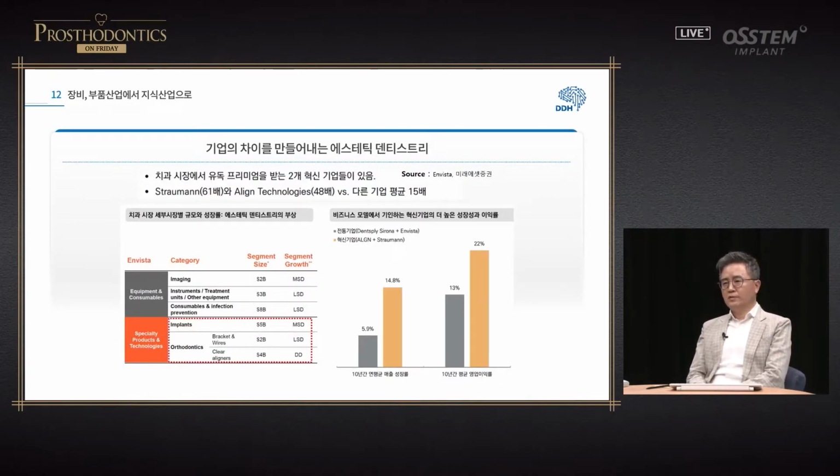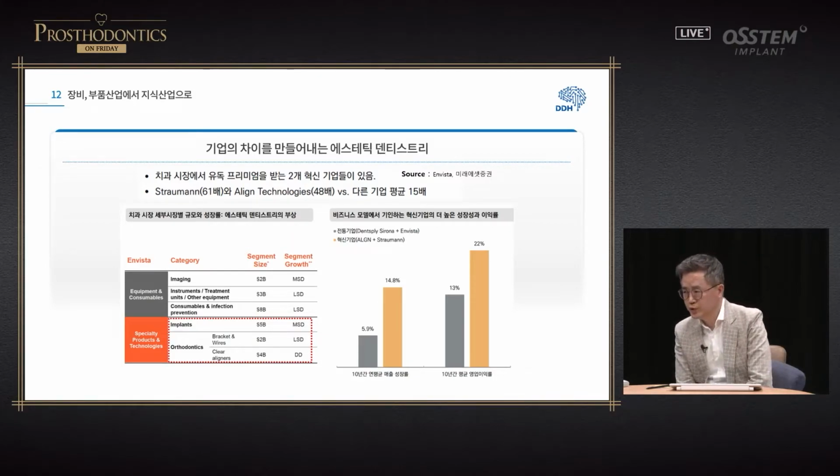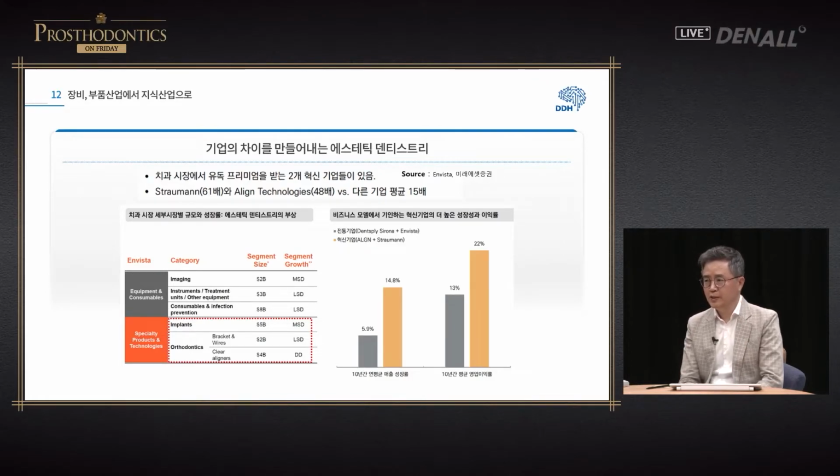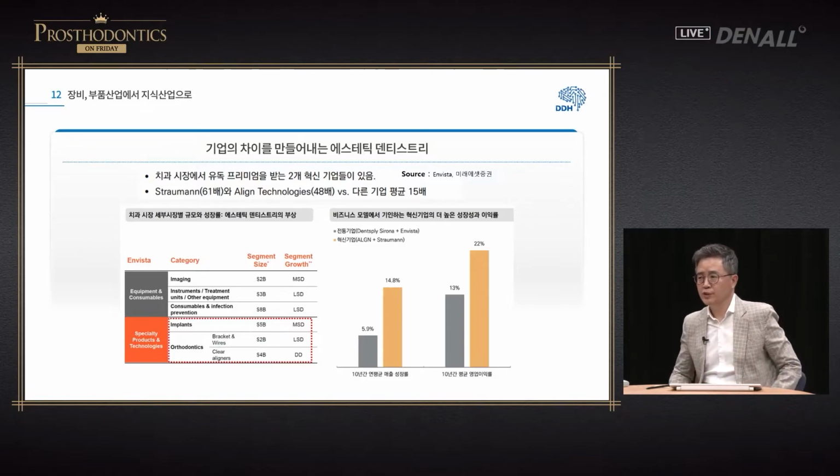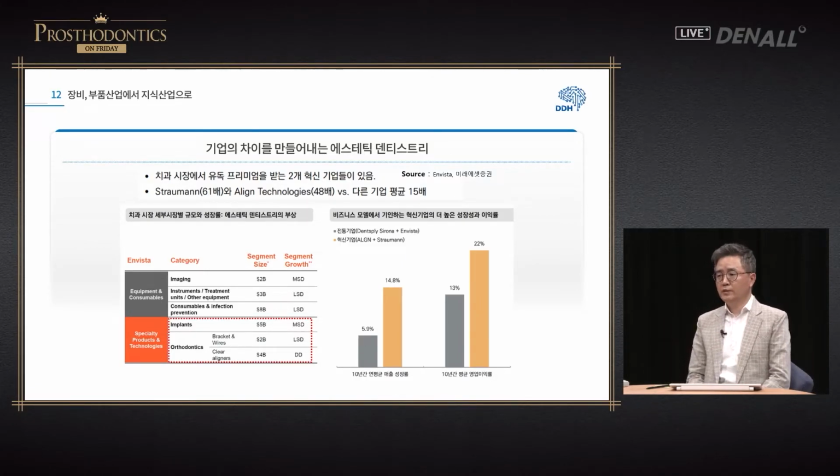Straumann and Invisalign. They're a very hot topic these days. There are two companies that lead the global dental companies, that is Invisalign and Straumann. I'm going to talk about this later, but they pursue aesthetic dentistry. It's not just a prosthodontic treatment. It encompasses all aesthetic dentistry, and the key are implant and ortho treatment.